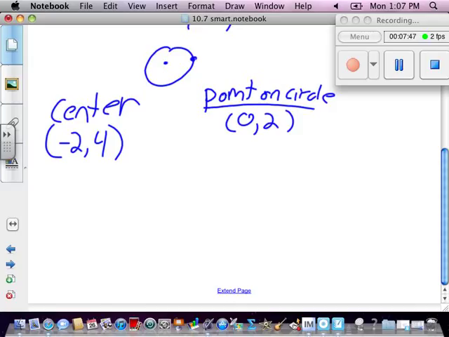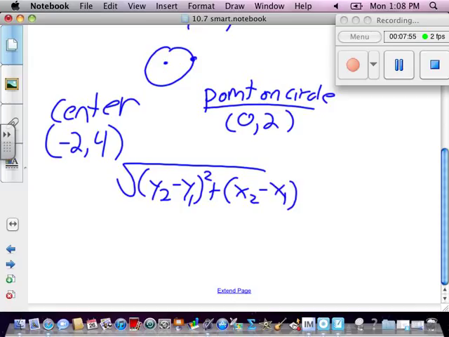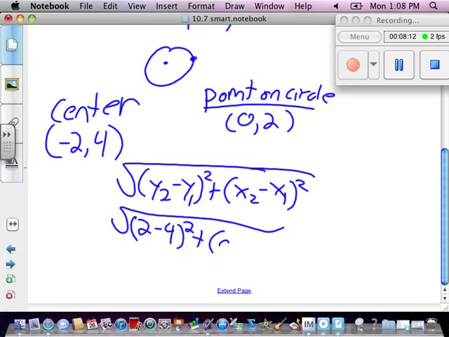We know we're going to use the distance formula, which is the square root of y2 minus y1 squared plus x2 minus x1 squared. Do you guys think this is the most common formula we use in this class? I think it is. So we have y2, 2 minus 4 squared plus 0 minus -2 squared, so this becomes positive. So we get 2 minus 4 is -2, -2 squared is 4.